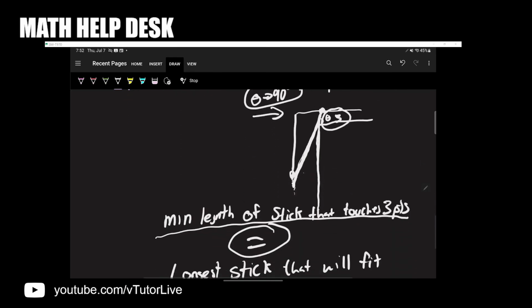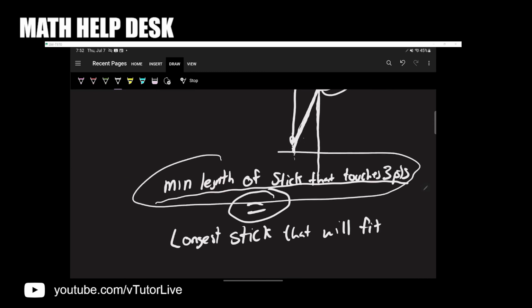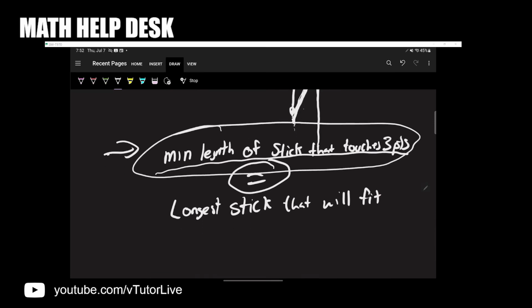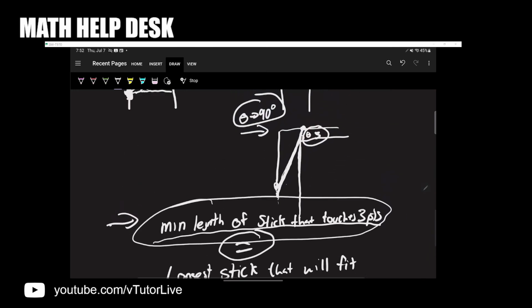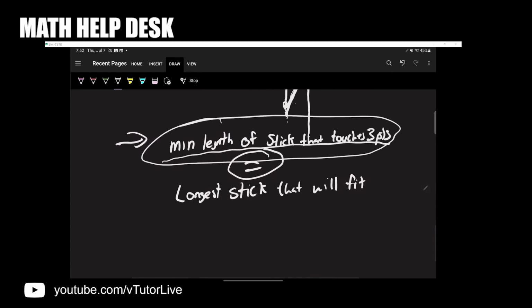So hopefully that intuition makes sense, right? The minimum length stick that touches the 3 points is the longest stick that will fit. And this is a much easier thing to calculate. Okay, I've blabbered on long enough, but I hope that intuition makes sense and guides us to what we're trying to find. But now to write down some actual math.